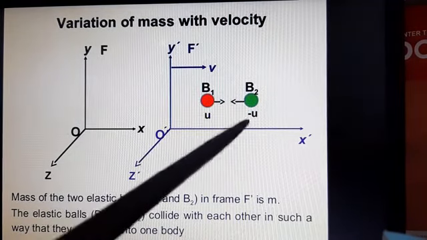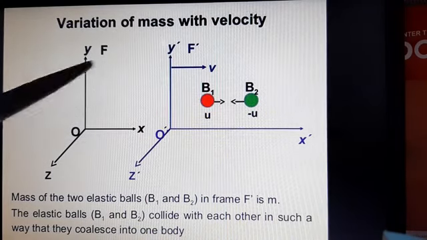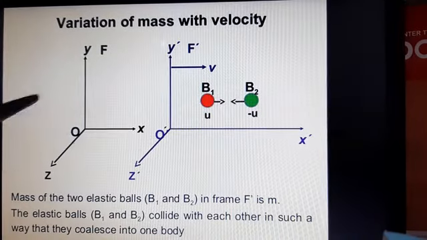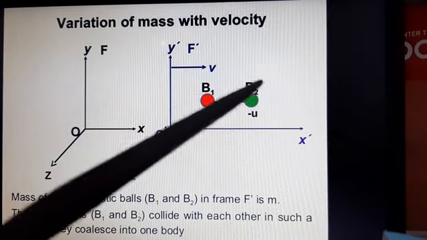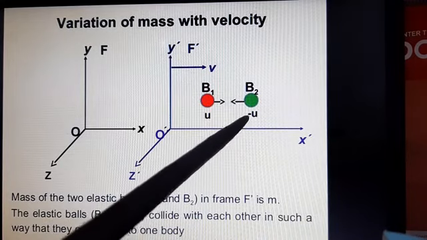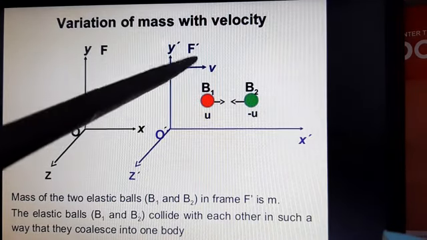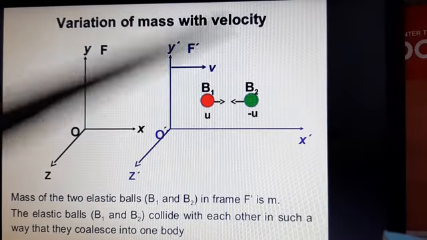These values are with respect to the F dash frame and not with respect to the F frame. With respect to the F frame, these values are different, so I will discuss that in the next slide. So this is the diagram, with velocities u and minus u with respect to the F dash frame. Let the mass of the two elastic balls b1 and b2 in frame F dash be m. The masses are the same, and the velocities are the same in the F dash frame.